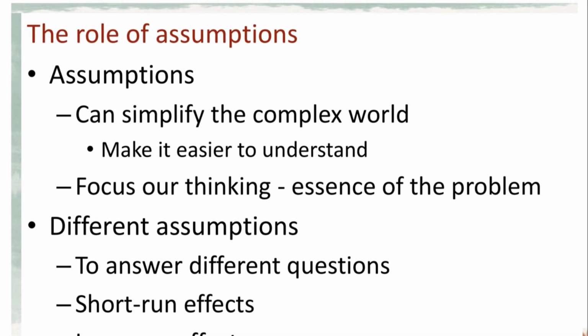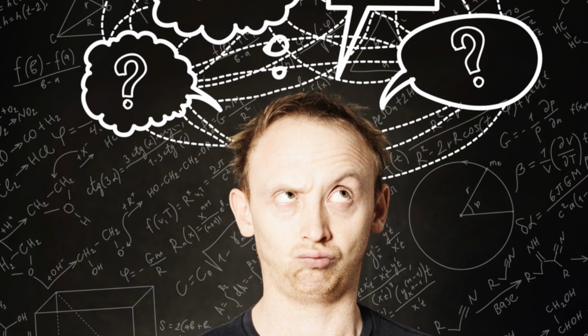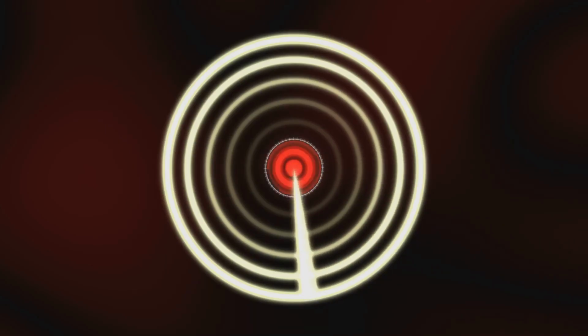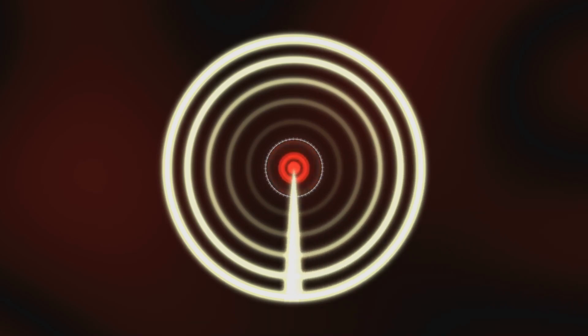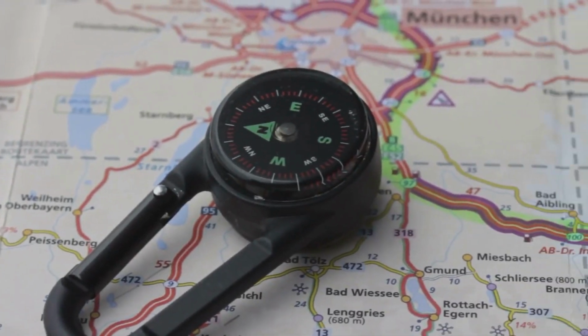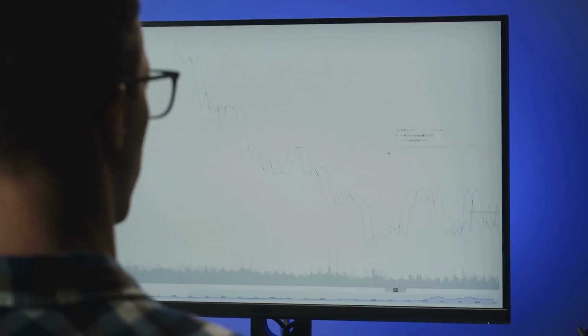Now, let's talk about assumptions. In economics, assumptions are not flaws, they're tools. Why? Because the real world is messy. Assumptions help economists zero in on what matters most by cutting out noise. Like simplifying a map, you don't need every tree and signpost to understand the main roads. Different questions call for different assumptions.